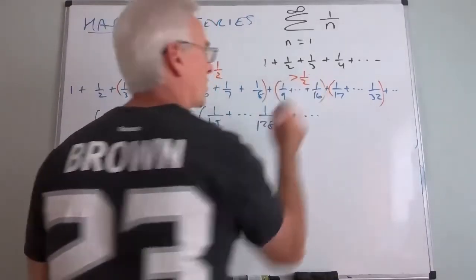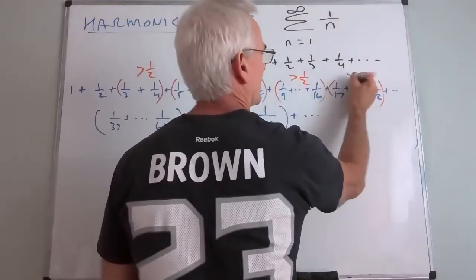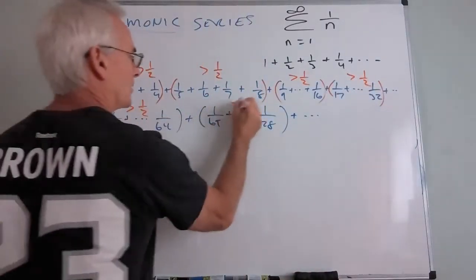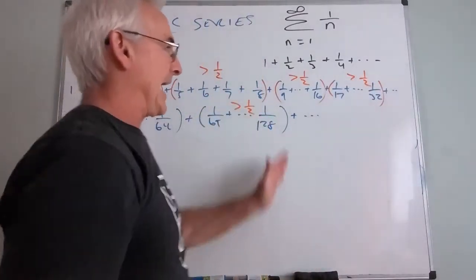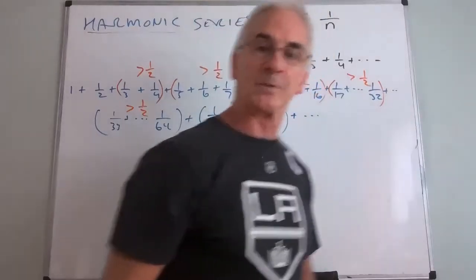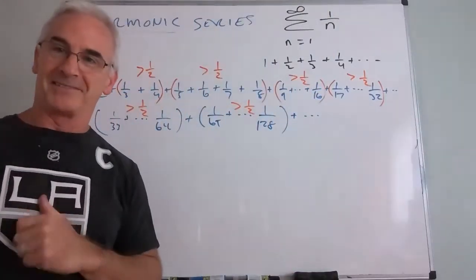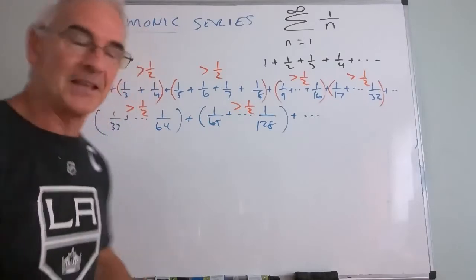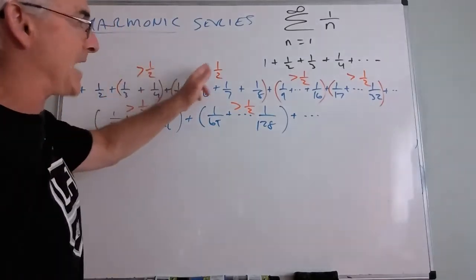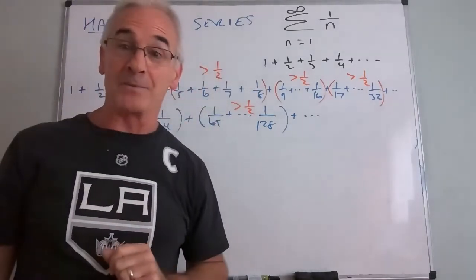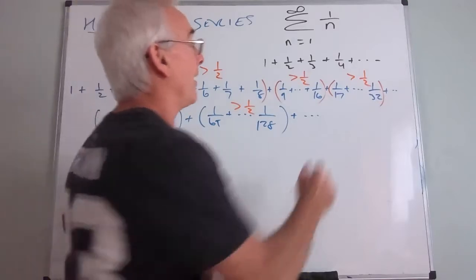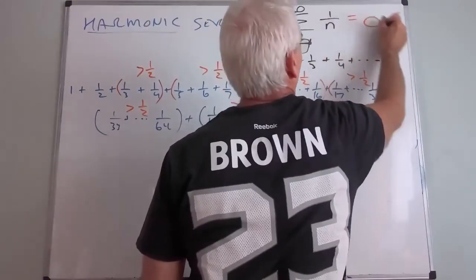I think you see where this is going. Tell me about this next group. It's a little bit bigger than a half. How about this group here? A little bigger than a half, a little bigger than a half. Now, how many groupings am I going to get if I go to infinity? Infinite groups. Infinitely many. And tell me about the sum. If each small group is a little bigger than a half and I'm doing this infinitely many times, it's going to be infinity. Oh my goosh.